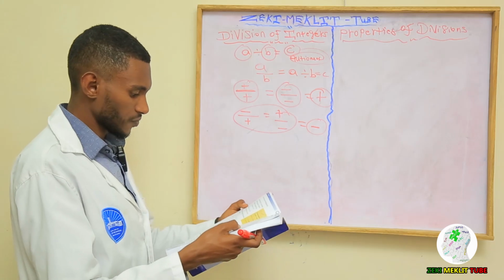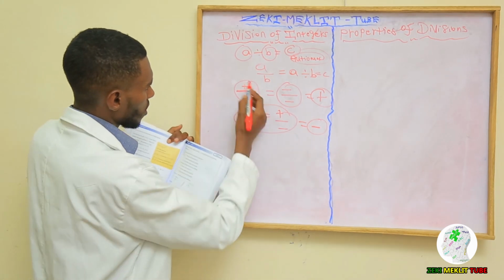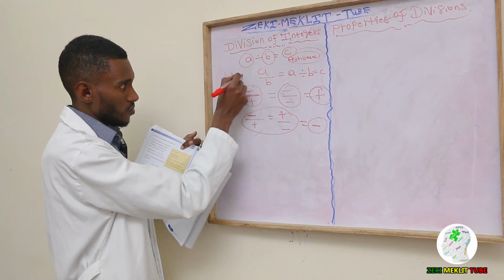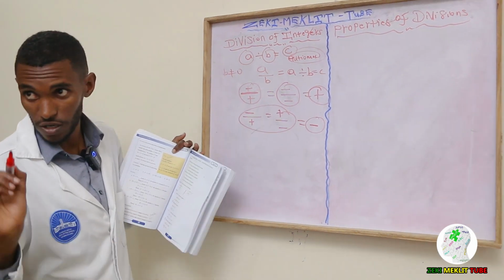Let's take with number. But I forget something. B is different from 0, by the way. B is different from 0 because any number cannot be divided to 0, okay?